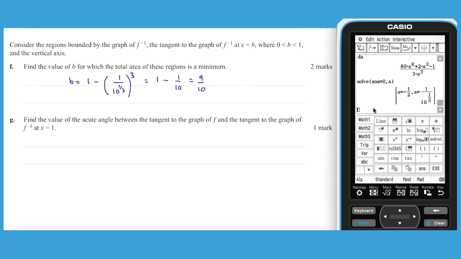Part G. To find the angle between two tangents, a good place to start is to find their gradients, and then find the angle that they make with the x-axis using the relationship m equals tan theta. Firstly, the tangent to the graph of the function f at the point where x equals 1 can be found using the ClassPad's tan line command.